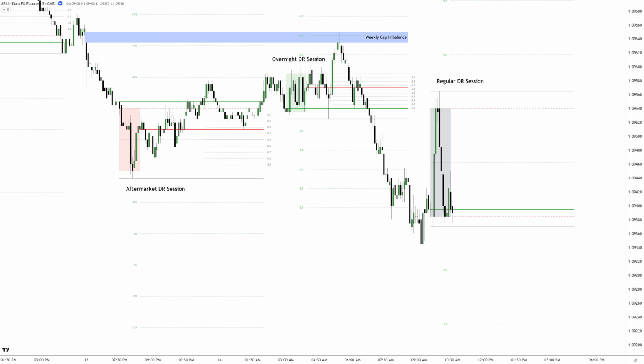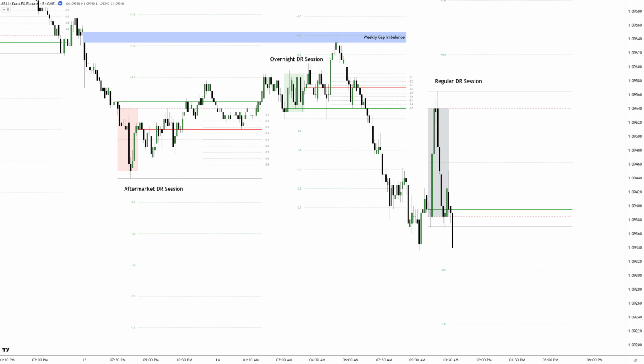Let's start with Monday's regular DR session on the Euro FX Futures. The RDR formed and closed as a grey DR box, which is defined by the opening and closing price of the defining range being equal. At 10:35 a.m., price confirms shorts with a higher probability for the session, shifting our focus towards short setups.